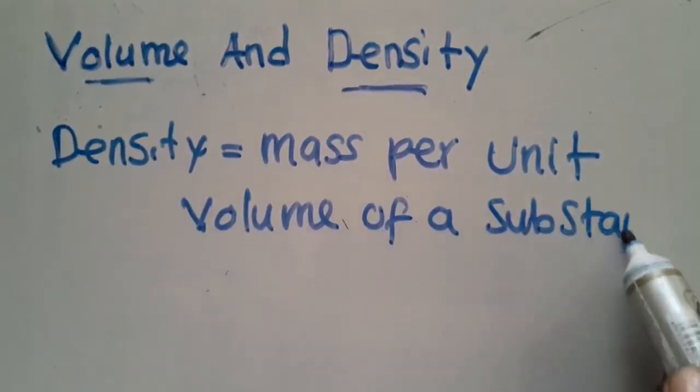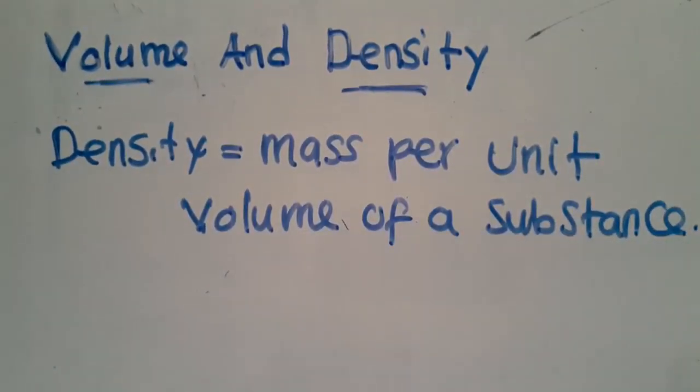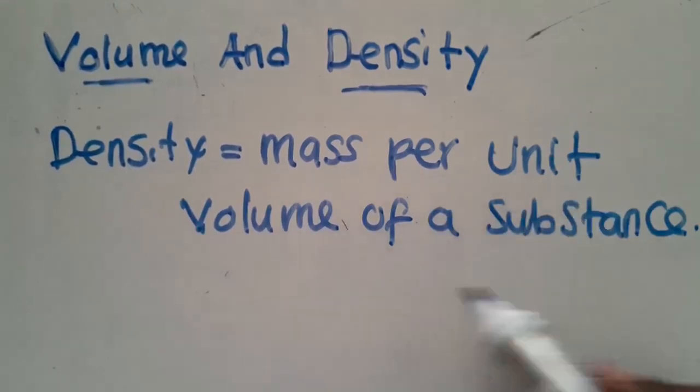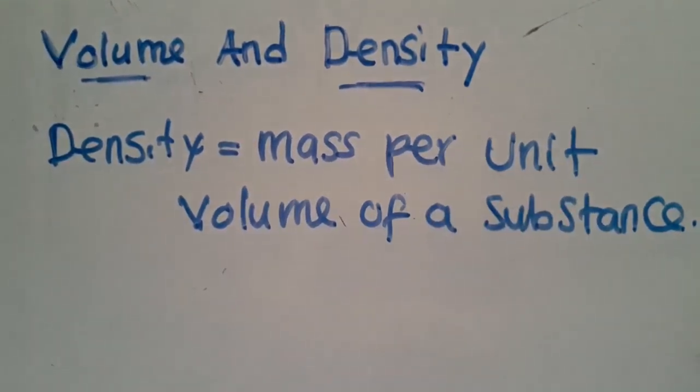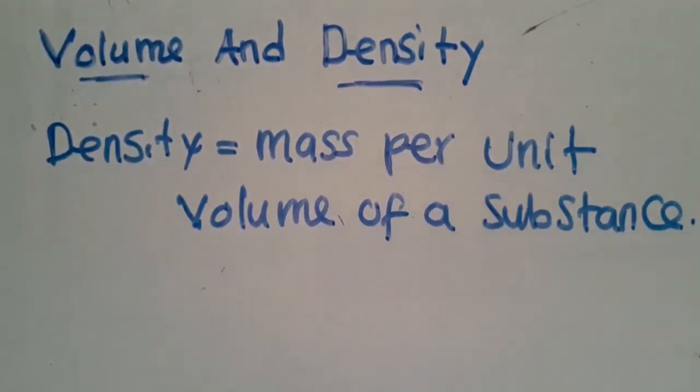So if a question comes, define density. Density is mass per unit volume of a substance. This is how we define density. A simple definition. You can't fail this definition. What is density? Mass per unit volume of a substance.